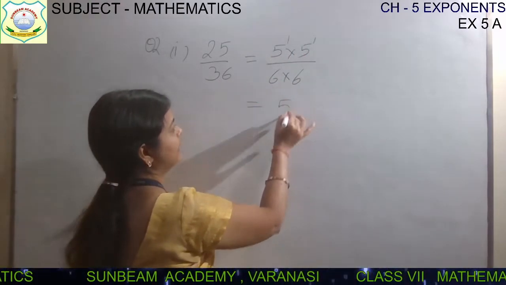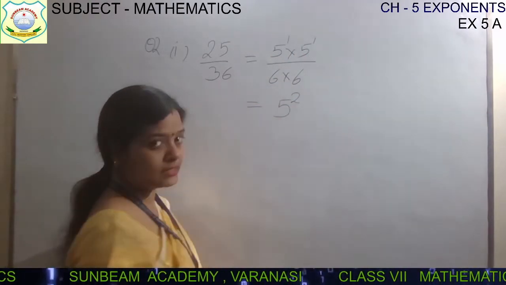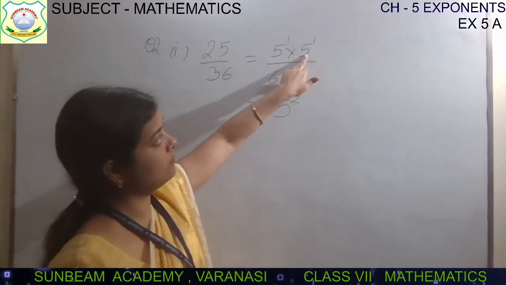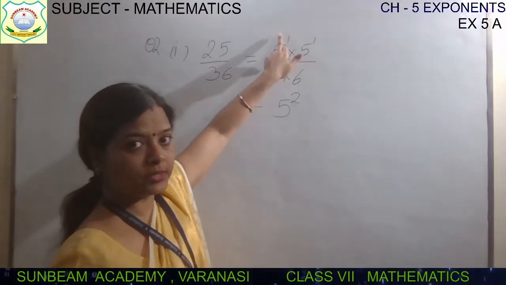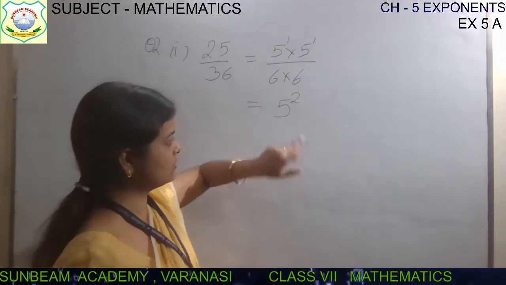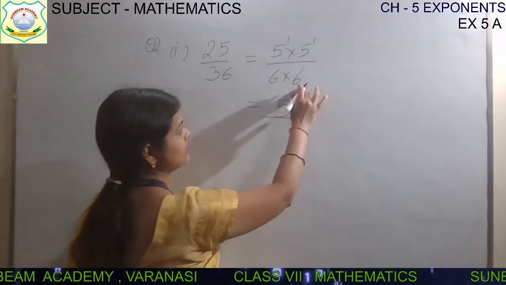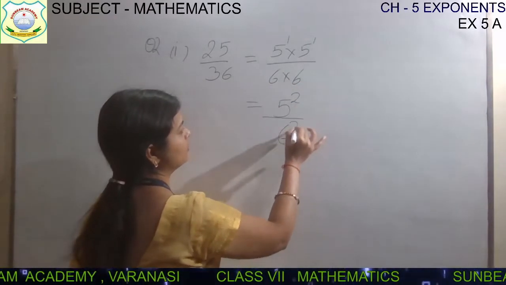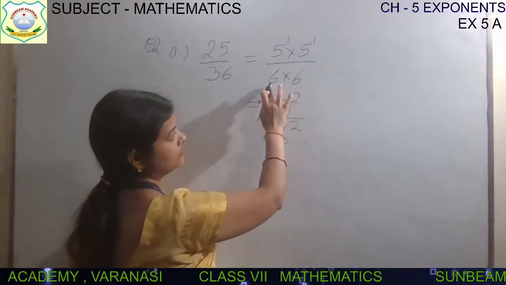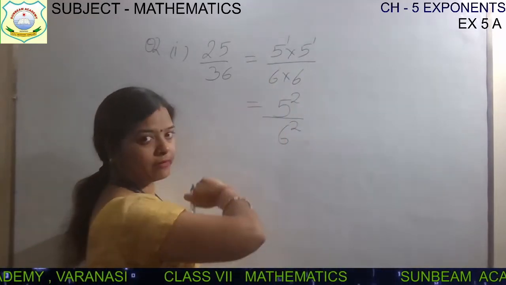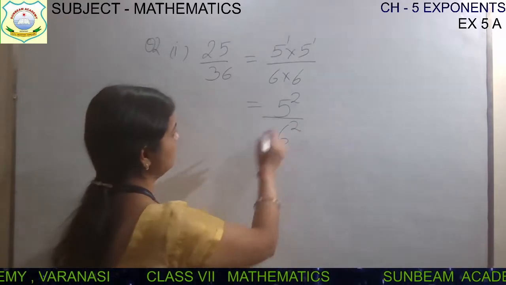5 is multiplying 2 times, so you can write it like this, or you can use the law of exponent. Base are same, you are multiplying, so their power will be added. So 5 to the power 2 upon 6 into 6, 6 to the power 2. Base is same, children, 6 and 6, and you are multiplying them, so their power will be added. So this is the answer.